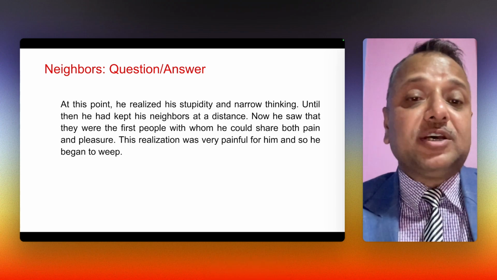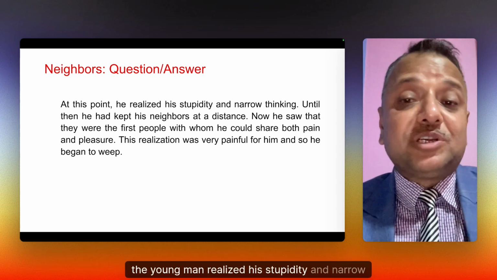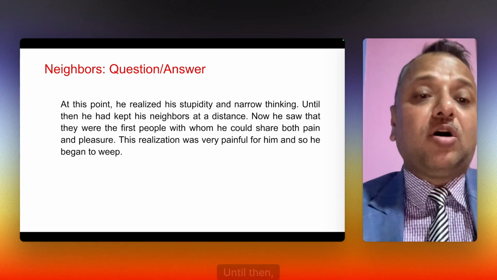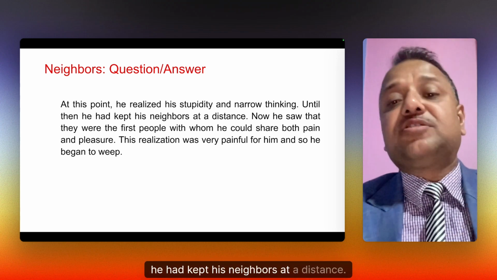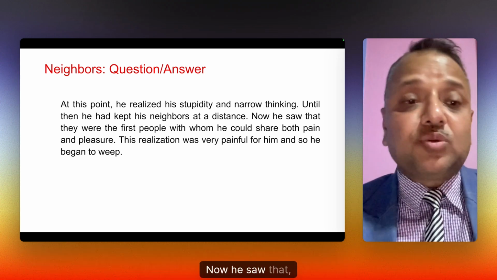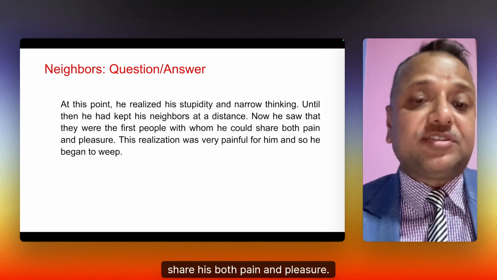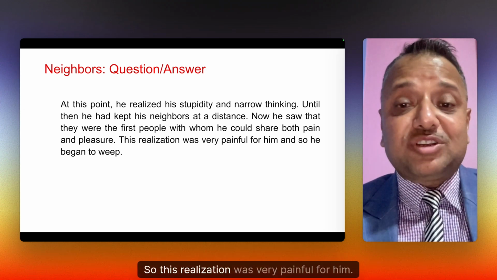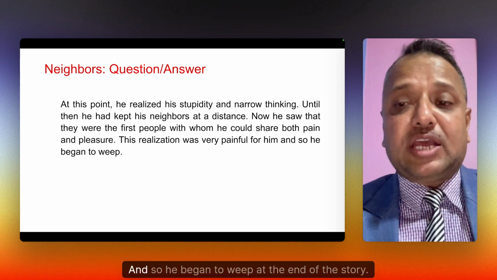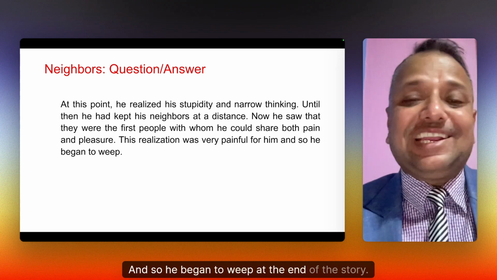At this point, the young man realized his stupidity and narrow thinking. Until then, he had kept his neighbors at a distance. Now he saw that they were the first people with whom he could share both his pain and pleasure. So this realization was very painful for him, and so he began to weep at the end of the story.